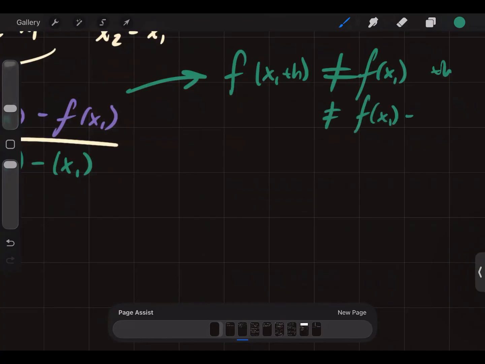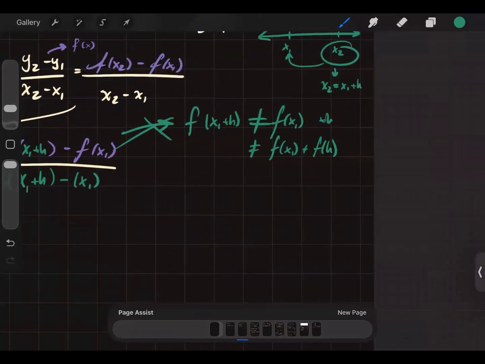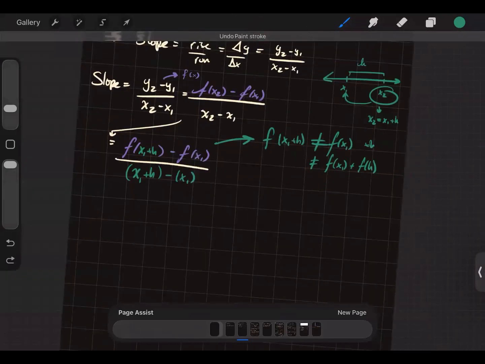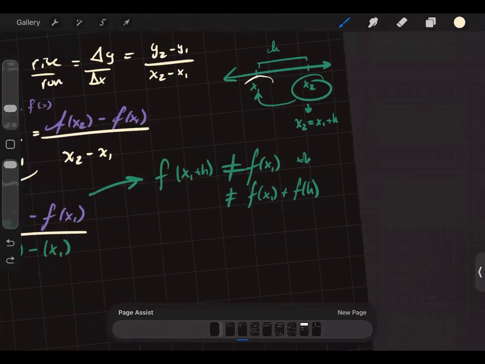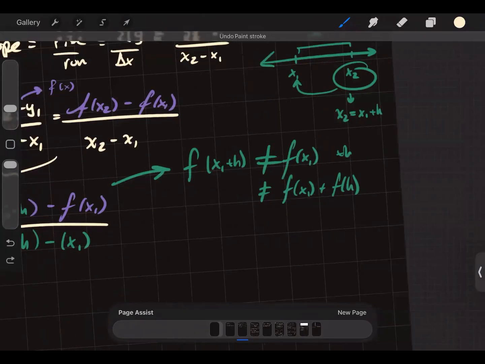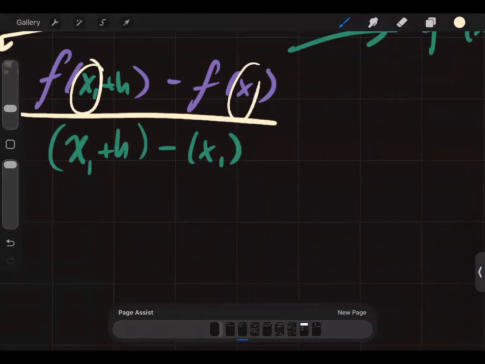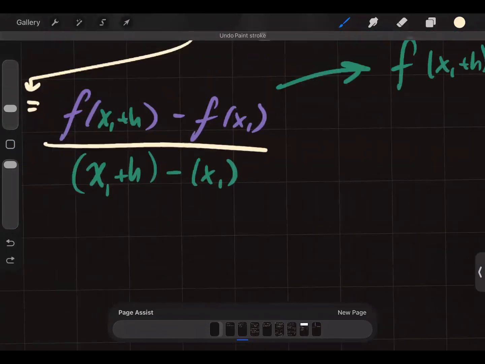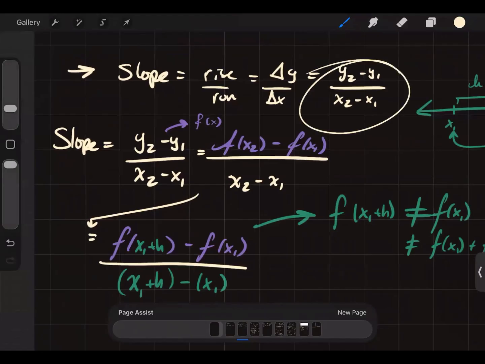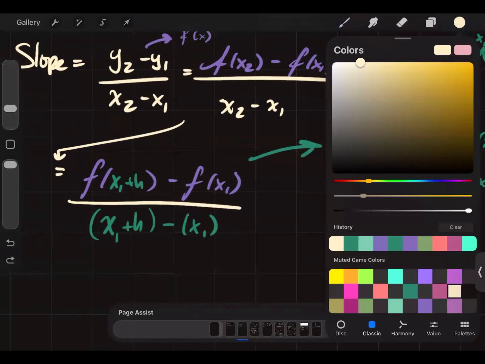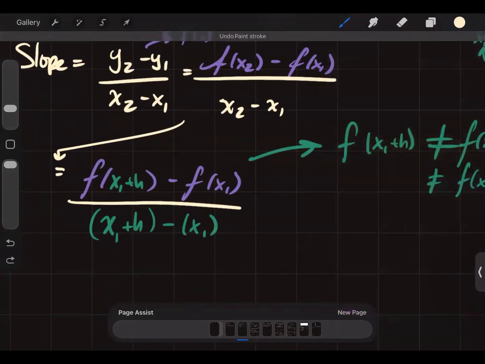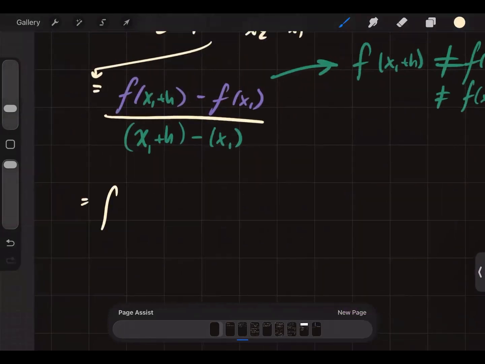But fundamentally, the whole point of having x1 and x2 was because we had two different arbitrary x's to begin with. But if we work with just one arbitrary x, just pick any one, you can just write it as f of x plus h. We don't need to make a distinction anymore. And then minus f of x all over x plus h minus x. Beautiful.